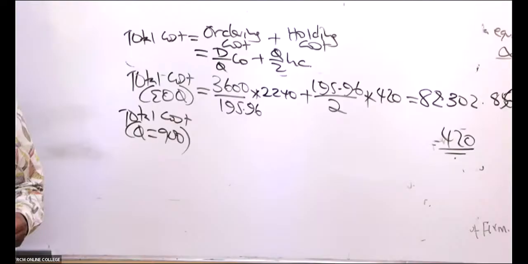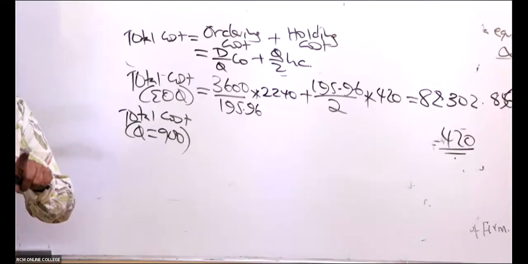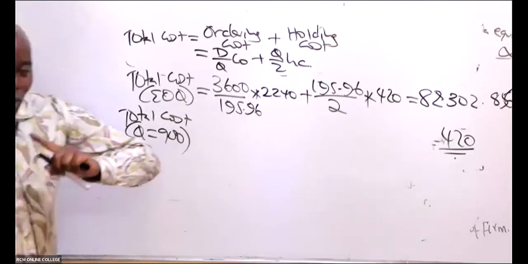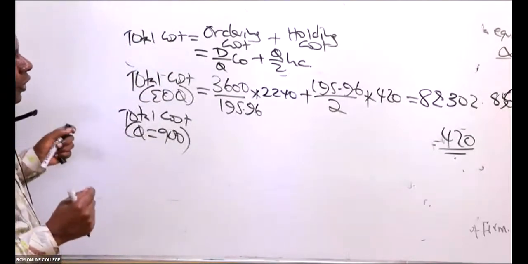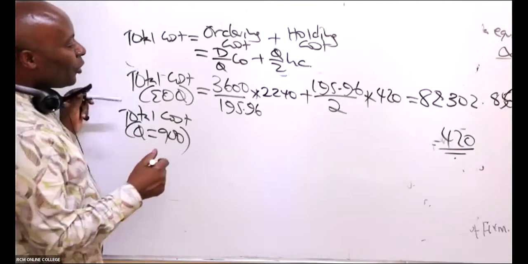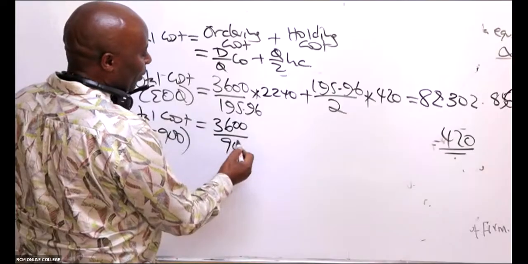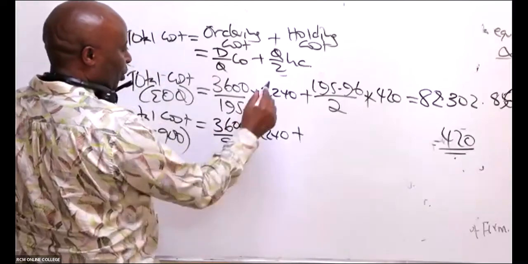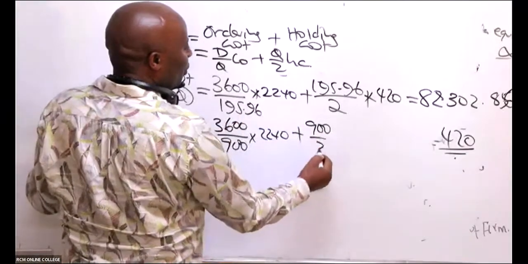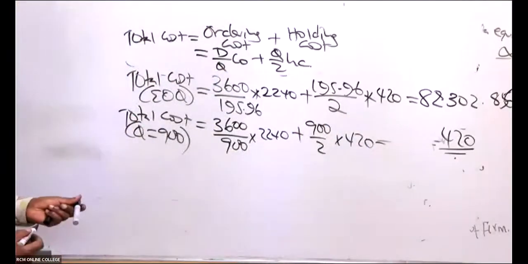All right. And then you remember we have another, currently we are acquiring how many units at a time? 900. And then they want us to change to EOQ. So how are we suffering then? So then our total cost here will be 3,600 divided by 900 times 2240 remains, plus Q, which is 900 over 2 times 420 remains. So how much are we able to get there?